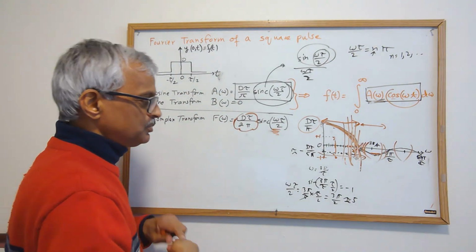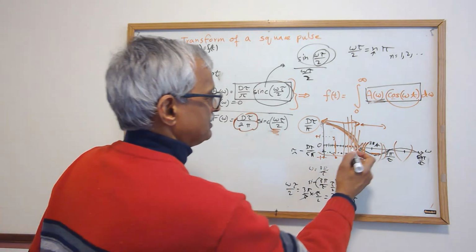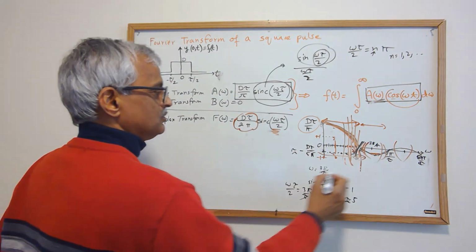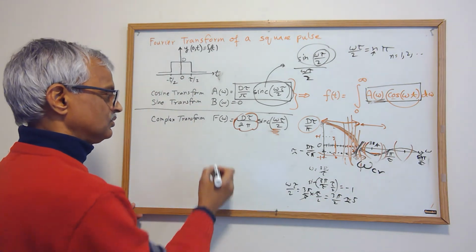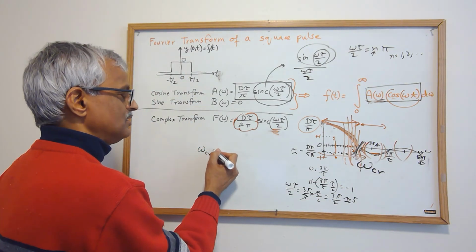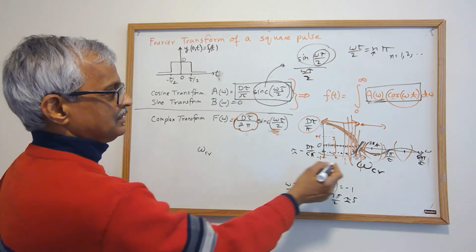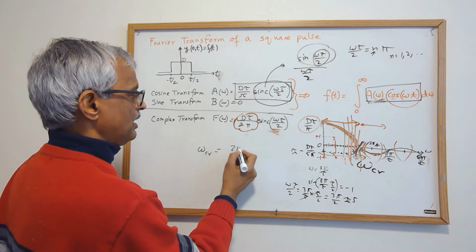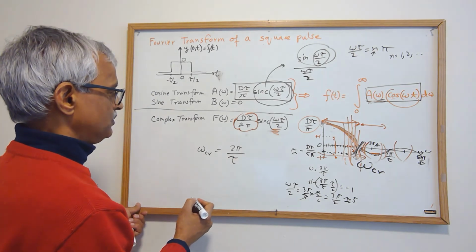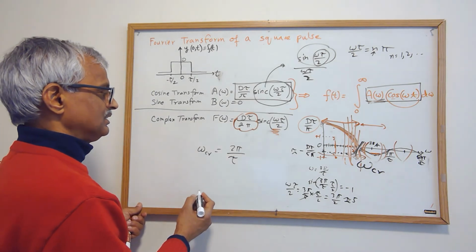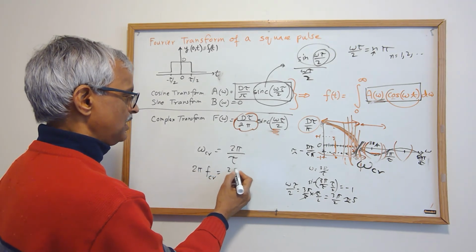Because this point is very easy to find, we'll call it a critical omega, okay? Beyond that, I'm not interested, right? So what is omega critical here? Omega critical is the value 2 pi over tau. So it will correspond to a frequency. So 2 pi times frequency critical will be 2 pi over tau.